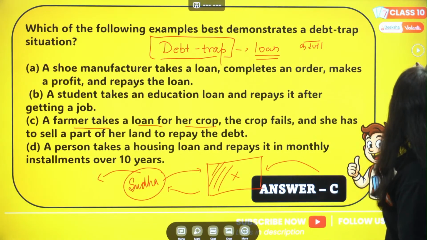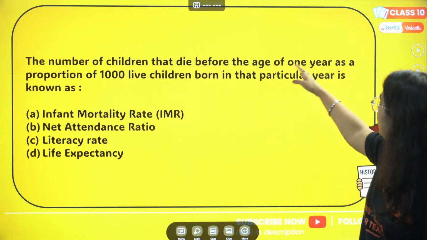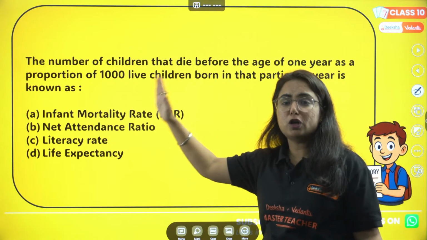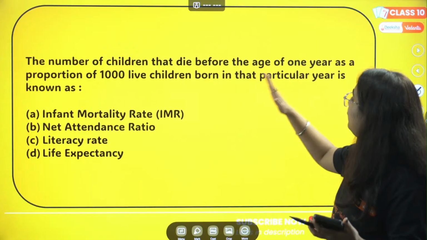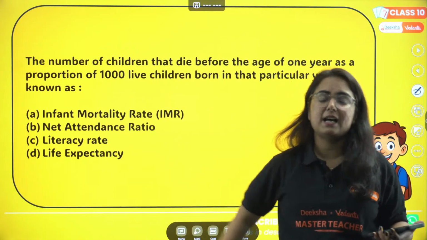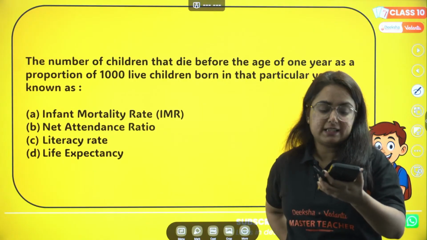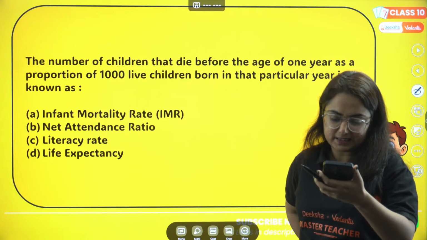Okay, next question. The correct answer was C. The number of children that die before the age of 1 year as a proportion of 1000 live children born in that particular year is known as: options are infant mortality rate, net attendance ratio, literacy rate, or life expectancy.